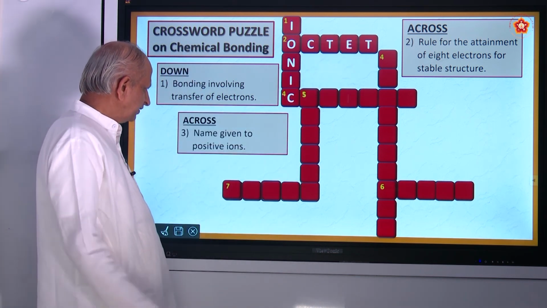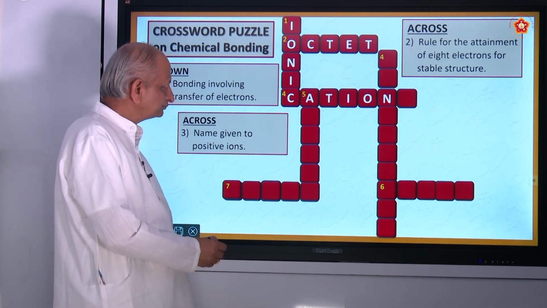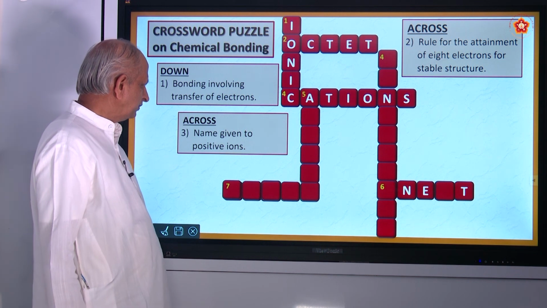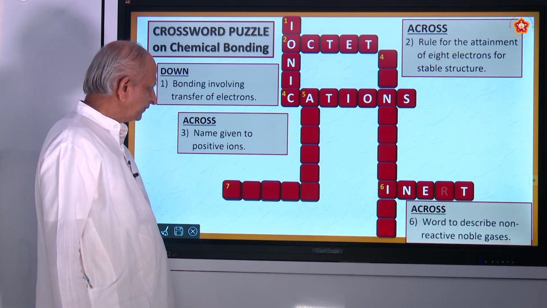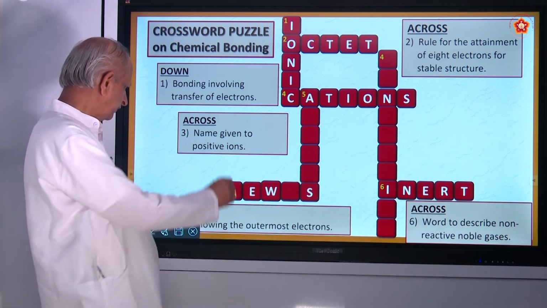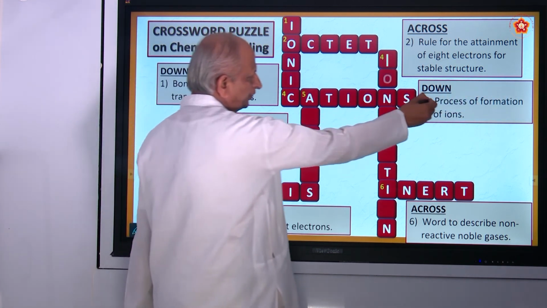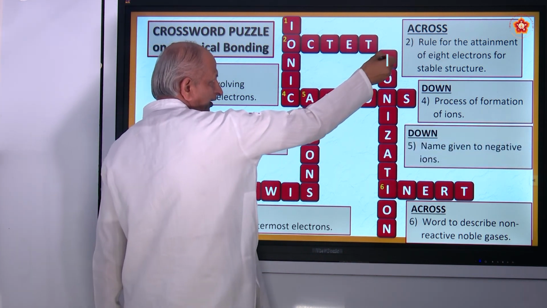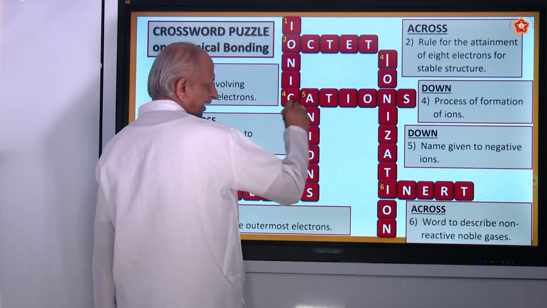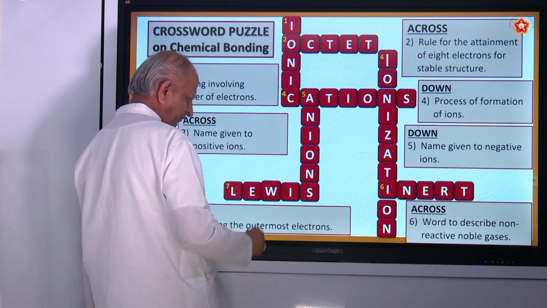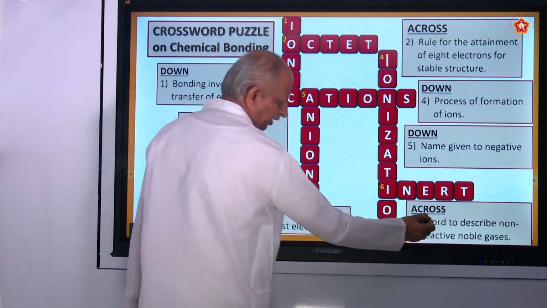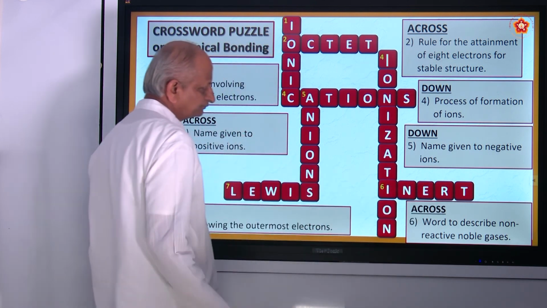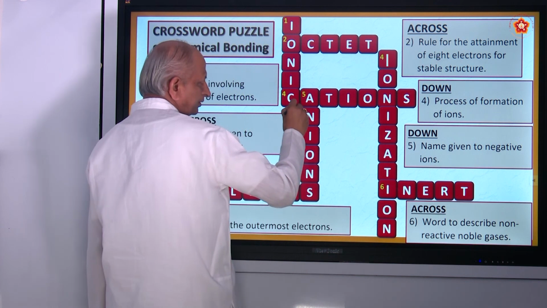And the third question is: name given to positive ions. They are called cations. And the next question is: process of formation of ions. The process of formation of ions is called ionization. Is it not? So cations are the positive ions, anions are the negative ions. And the next: word to describe the non-reactive noble gases. They are called inert gases. Name given to negative ions, that is anions.